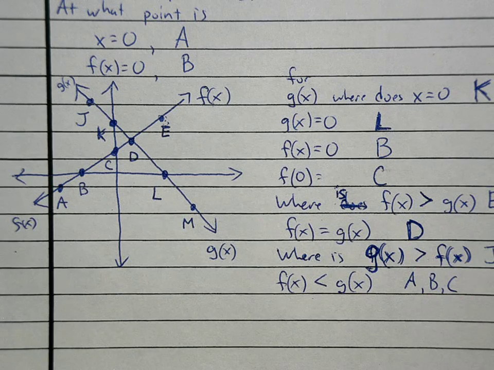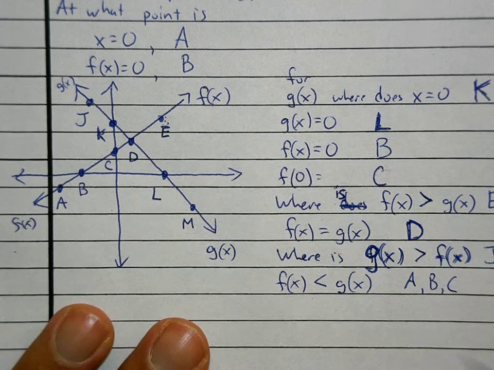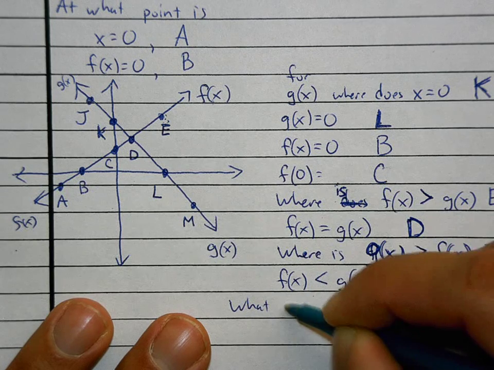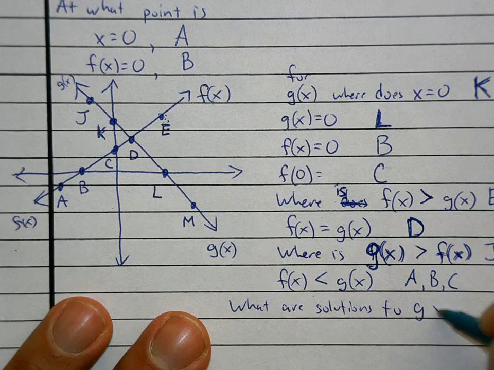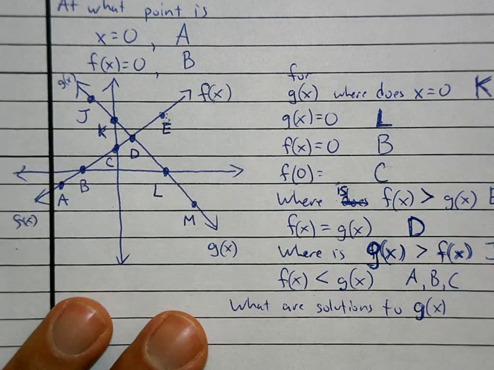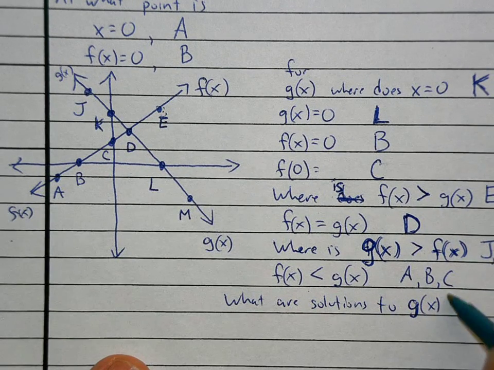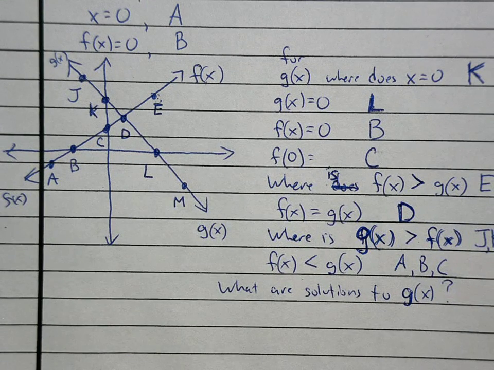And lastly, what are solutions to g of x? This is my last question for you, and I'm hoping you get it correct. What or where are solutions to g of x? A solution, if you've forgotten, is a point on the line. What are solutions? Or where are the solutions to g of x?